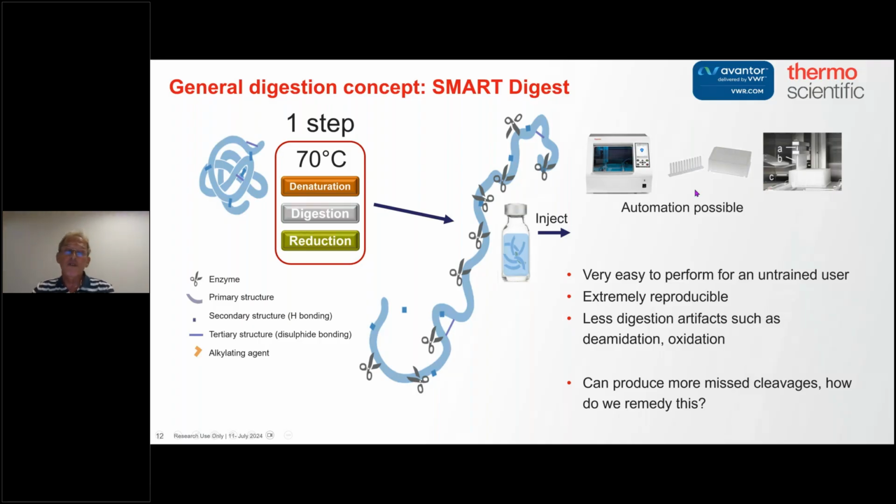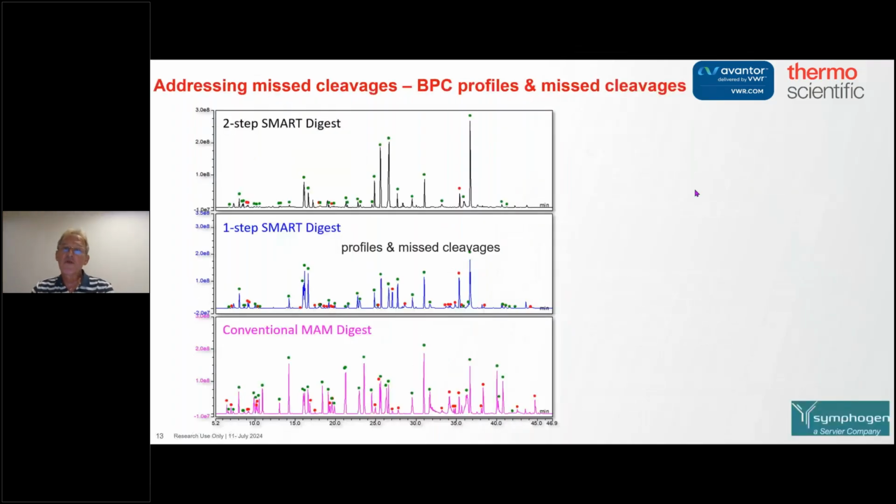Now, what's the problem with the trypsin and the digest? Well, if you do a single step digest, as I've just described, your trypsin will start to denature after about 15 minutes. Because of that, you'll get miscleavages. The miscleavages here are represented by these red dots, and you can see there are a lot of red dots compared with the one above, which is the new 2-step digest. You've removed a lot of those miscleavages.